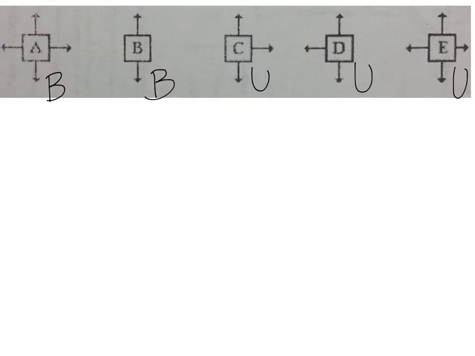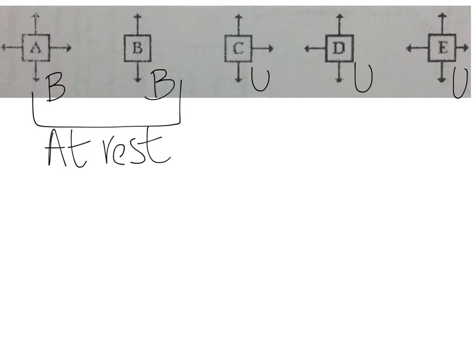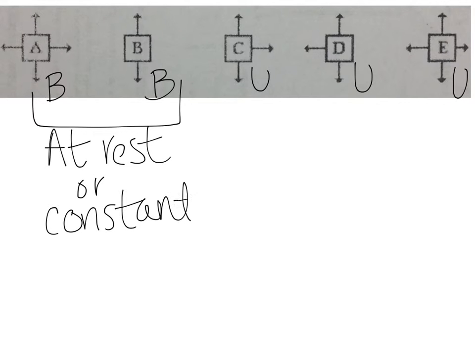So determining if it's balanced or unbalanced is important because for A and B, if they are balanced, they are going to be at rest, so they're not moving, because objects at rest will have balanced forces acting on them, or they will have a constant velocity, meaning they can be moving, but it will be at a constant rate, so there's no acceleration taking place.